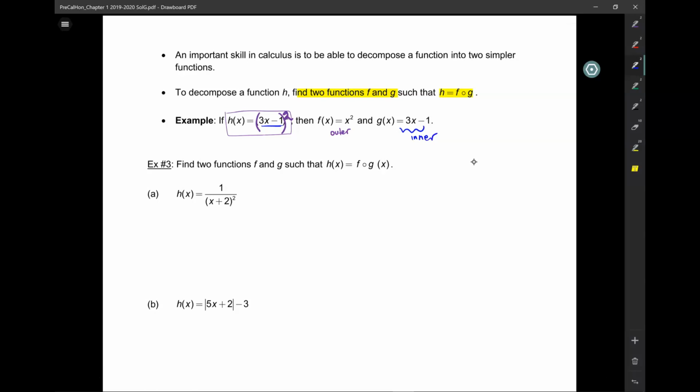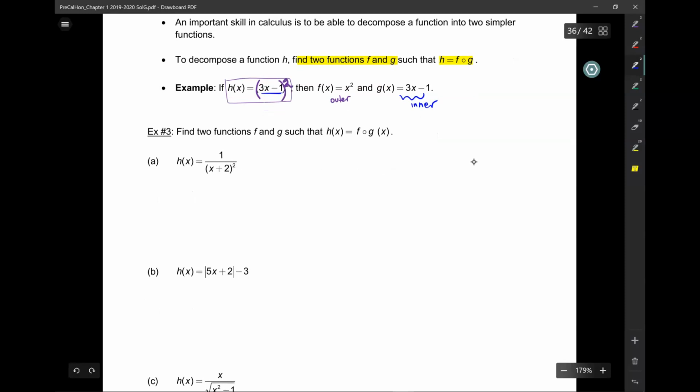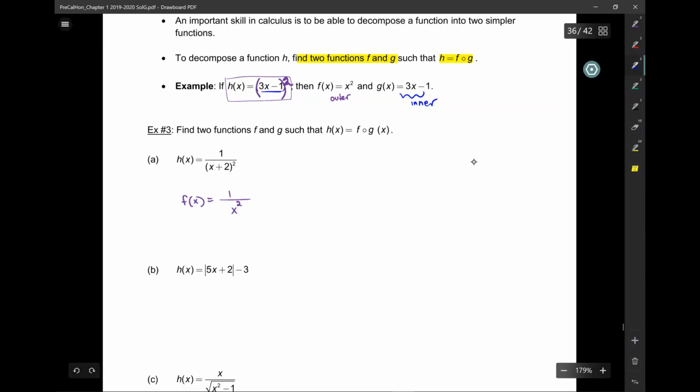Okay? All right. So let's take a look at these. Find two functions such that h is f of g of x. Here I have 1 over something squared. So think about it as if you're looking at it from far, far away. You don't see any details. All you see is the silhouette of 1 over something squared. So I take that as f of x, 1 over some quantity squared. And then when you get closer and closer, you realize there's something else inside. The stuff inside, let's call it g of x, is x plus 2.